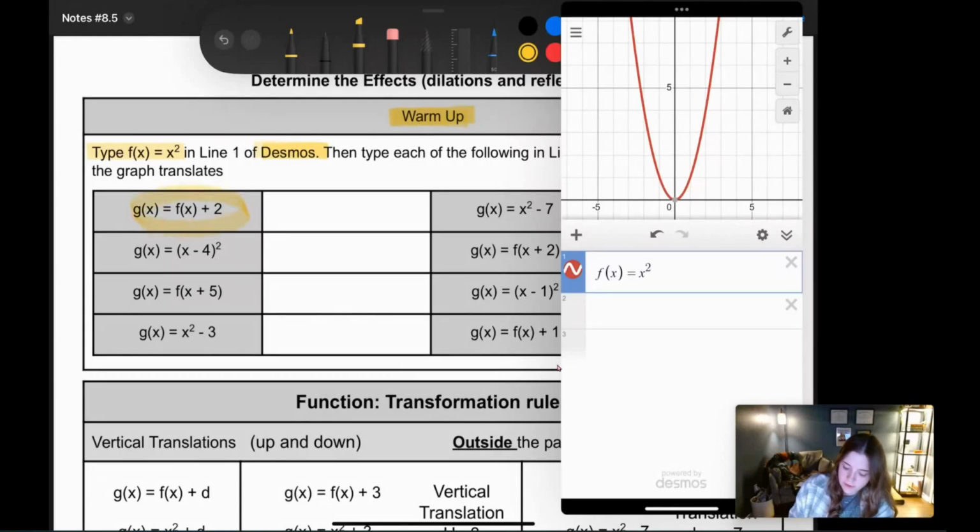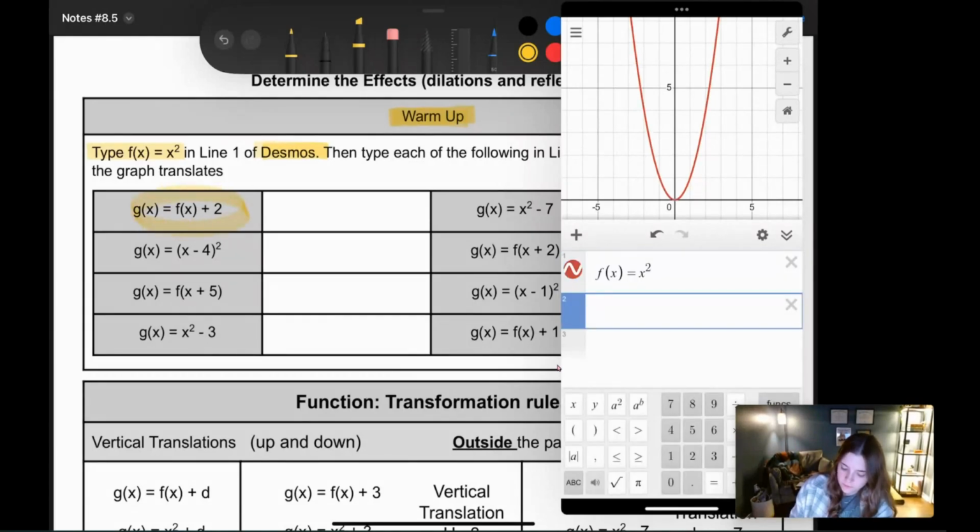Then you're going to type each of these following functions into line 2. So you're going to take that and type it into line 2 exactly how you see it. For example, say I'm going to do this one on my own. I'm going to type that in just like that. And I actually think we can say x squared minus 3. You don't even have to put the g of x. You can just put x squared minus 3.